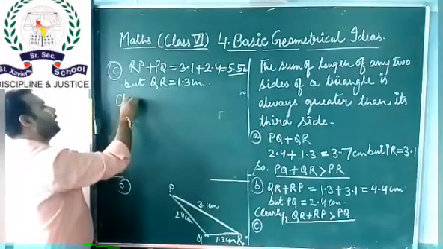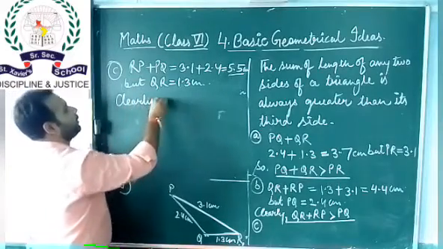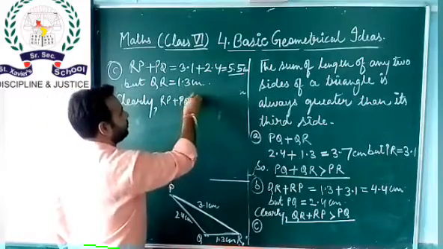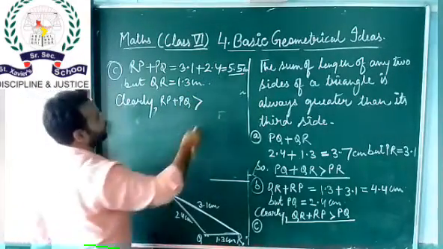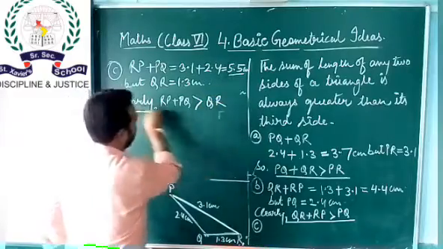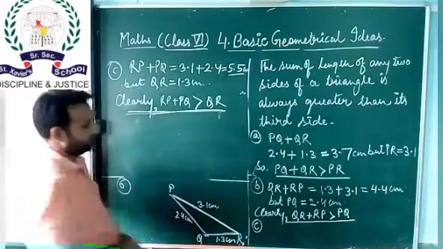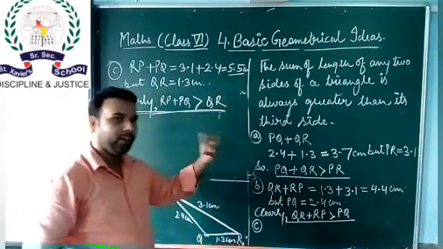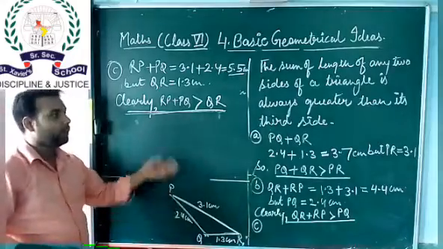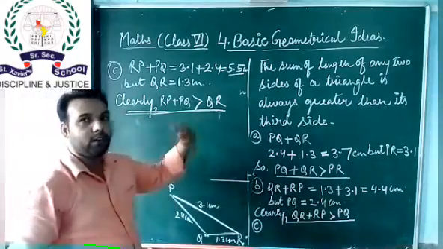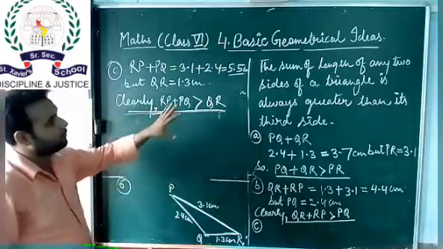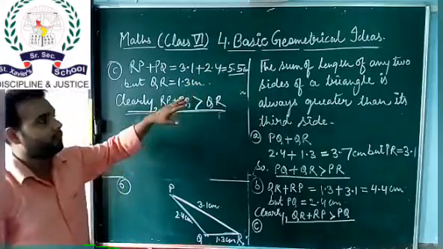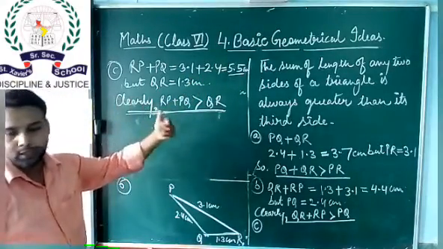It means clearly we can say that RP plus PQ is also greater than its third side QR. It means it follows all the possible conditions. Whenever we find the sum of any two sides, it always gives a greater value than the third one. It means it follows this property: the sum of the lengths of any two sides of a triangle is always greater than its third side.